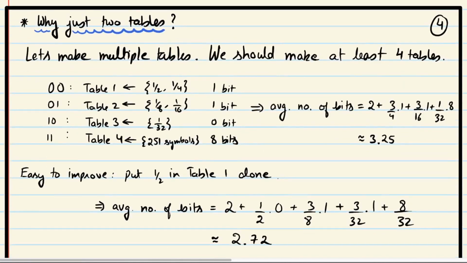Let's continue with this example. So next thing you should ask yourself is, why just 2 tables? Why did we just use 2 tables? Why not 5 tables? Why not multiple tables? So we can do that. So we can make 4 different tables. Okay, so now we use 2 bits to represent the table number. So there are 4 different tables. They can be represented by 2 bits. 0, 0 is table 1, 0, 1 is table 2, 1, 0 is table 3, 1, 1 is table 4.